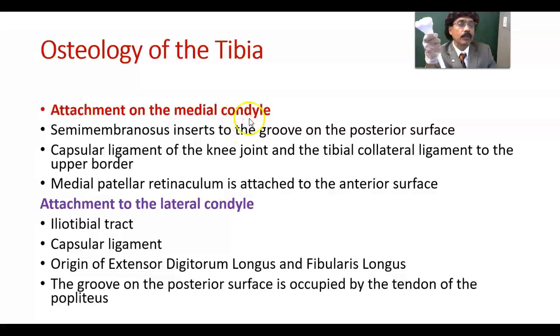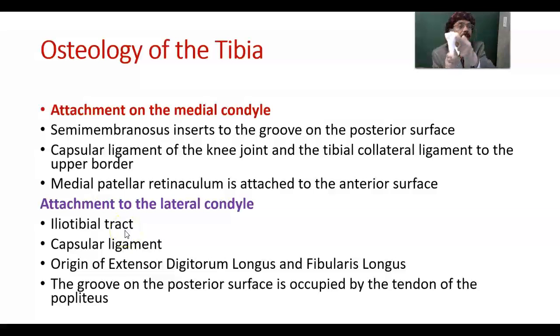Attachment on the medial condyle: semimembranosus muscle inserts to the groove on the posterior surface. If this is the medial condyle, then we have the attachment of the semimembranosus muscle, the capsular ligament of the knee joint, and the tibial collateral ligament to the upper border. The medial patellar retinaculum is attached to the anterior surface.